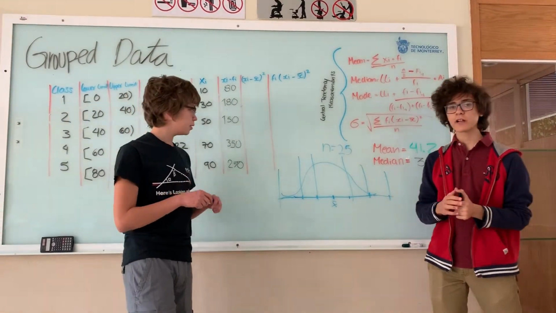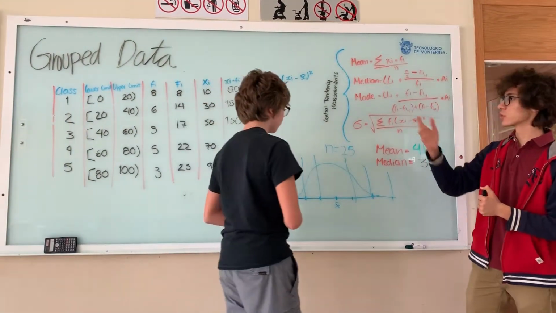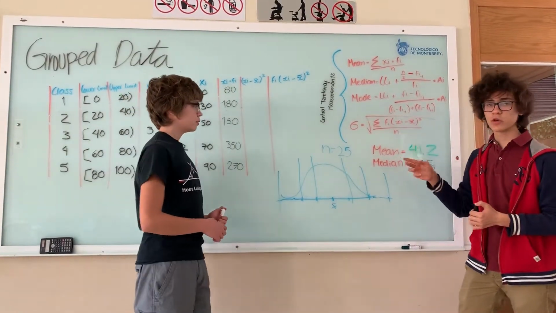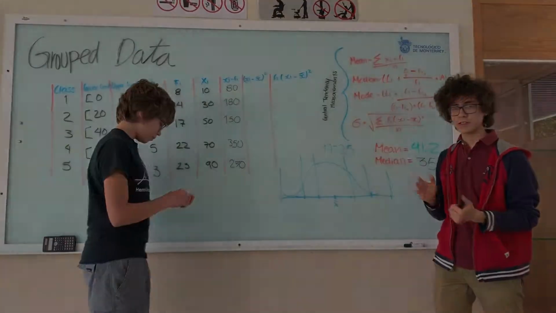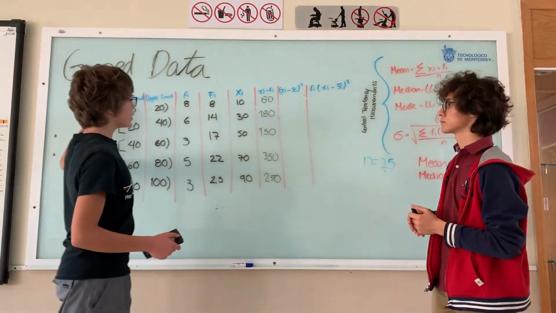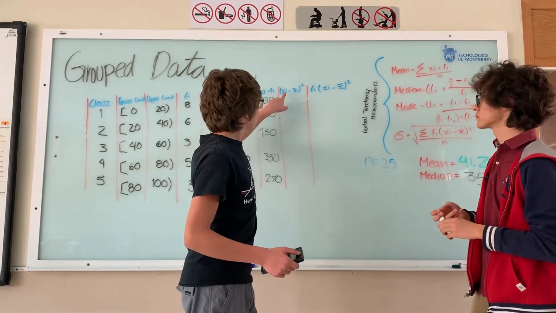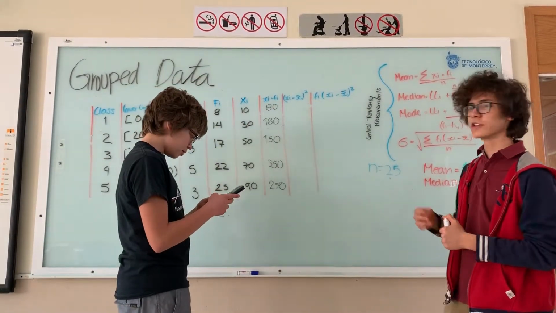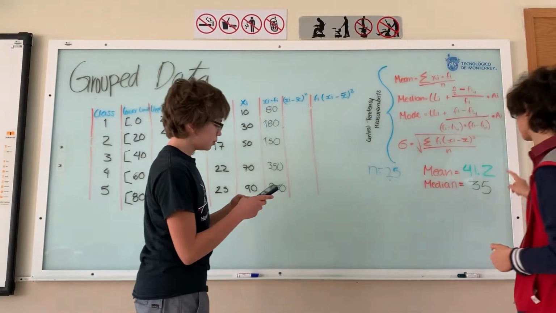So now we're going to calculate the standard deviation with grouped data, but we need to remember that this will give us an approximation, so this is not completely exact. So we're going to start calculating. We will start with the first class. So we have the class mark, which in this case is 10, minus the mean, which in this case is 41.2.